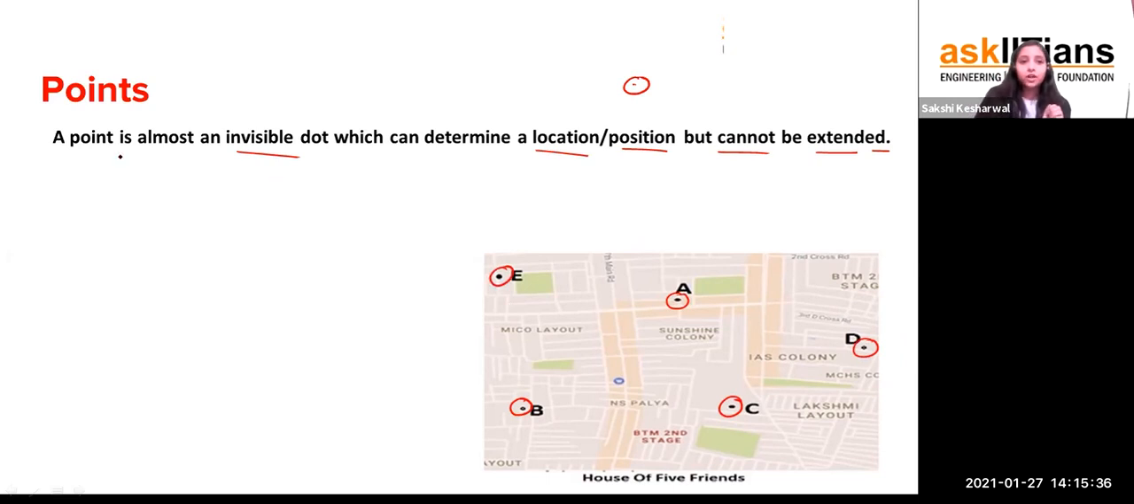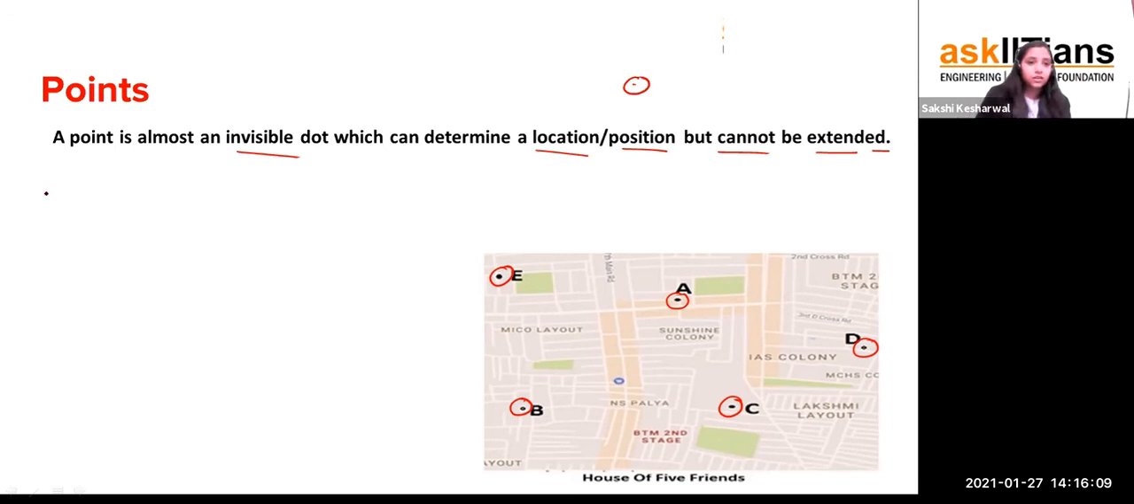Basically, a point is almost an invisible dot which can determine a location or position but cannot be extended. A point does not have a length, breadth, or height. A point does not have any dimensions. Dimensions means length, breadth, and height. You might be hearing that it can have length and breadth. No, it does not have length and breadth, nothing. A point determines a location and it never has a thickness.